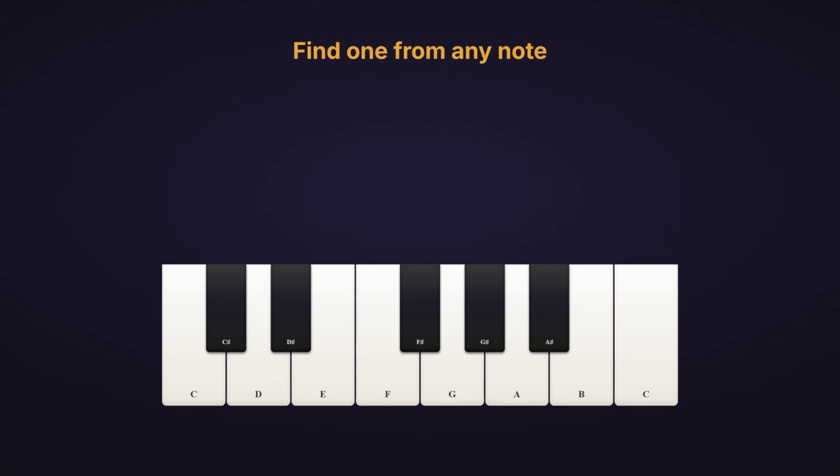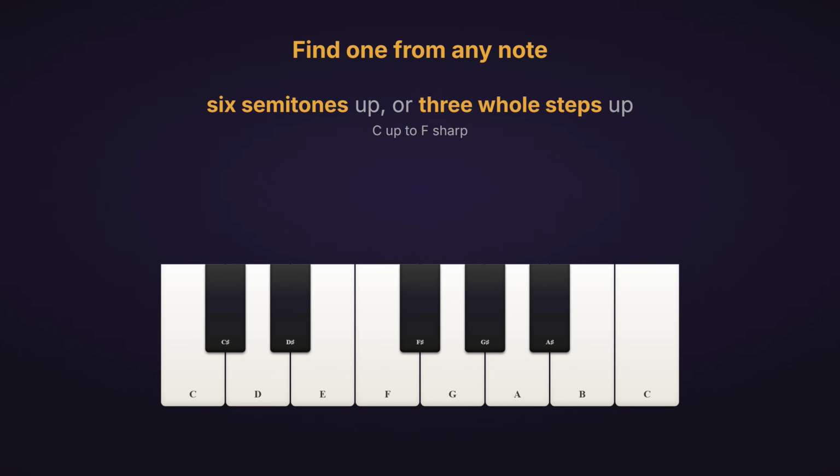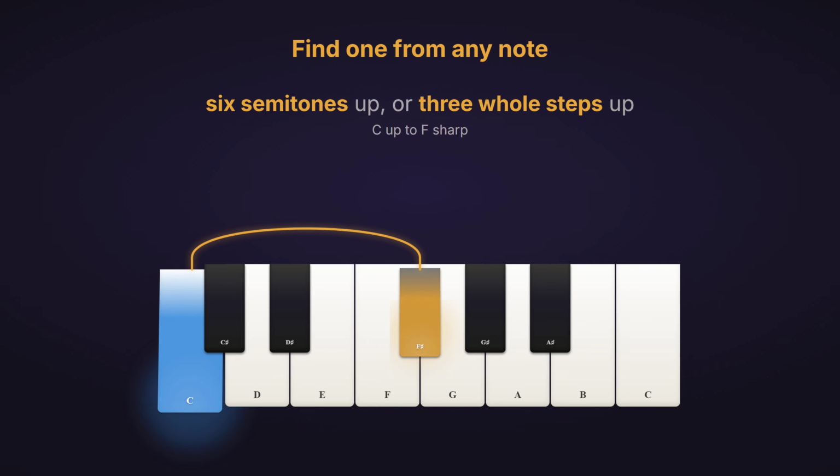Finding a tritone is one simple rule, and you can apply it to any note on the keyboard. Count up 6 semitones, or count up 3 whole steps. Either way you land on the tritone. Start on C and count 3 whole steps, C to D to E to F sharp. C up to F sharp is a tritone.